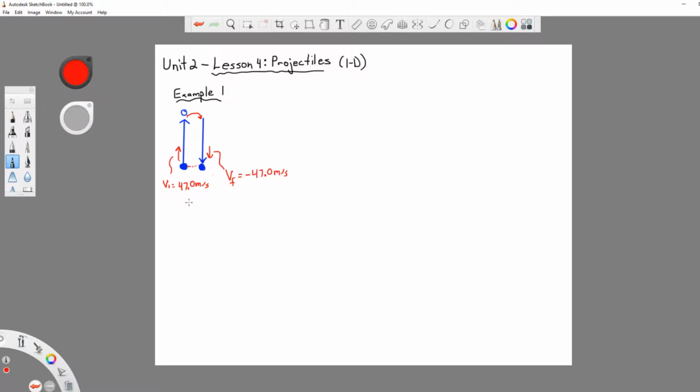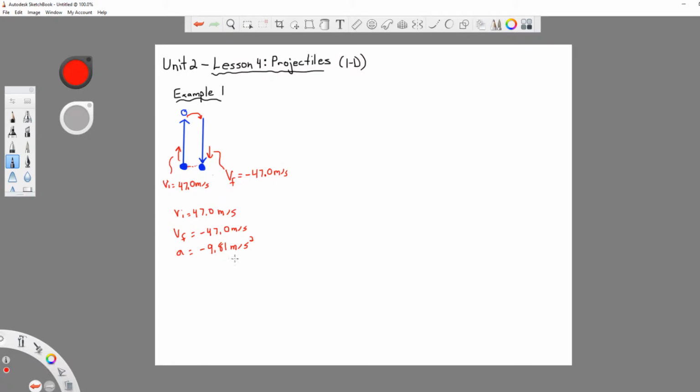Okay, the acceleration we were rolling with here was negative 9.81. Actually, you know what? I want to table these up. Okay, so we had VI was 47.0. We have VF now, which is negative 47.0. Okay, now acceleration was negative 9.81 meters per second squared.